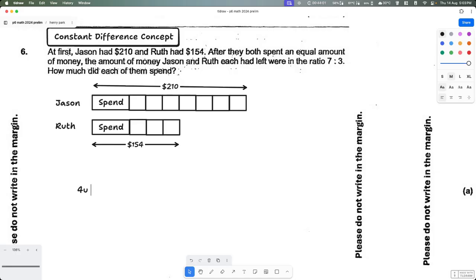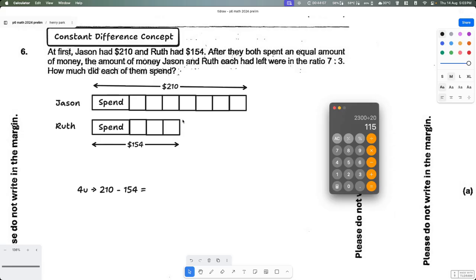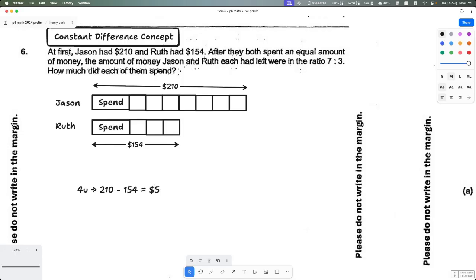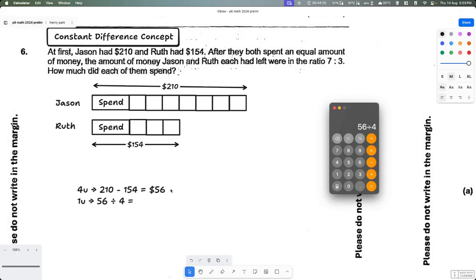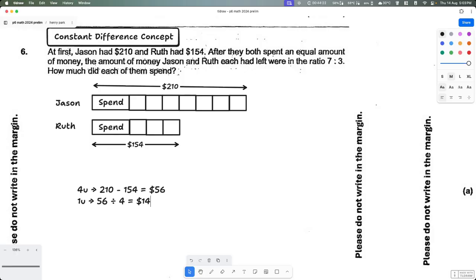So in this case we can get the total units. 4 units is equal to 210 minus 154. This will give us $56. So 1 unit is equal to 56 divided by 4. And what would this give us? 14, right? So we know that this is $14.